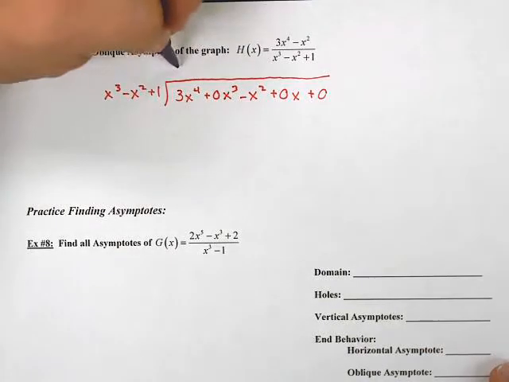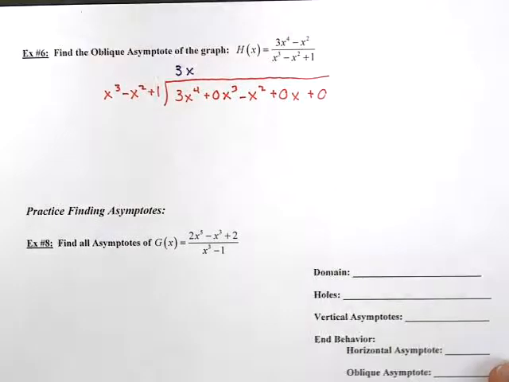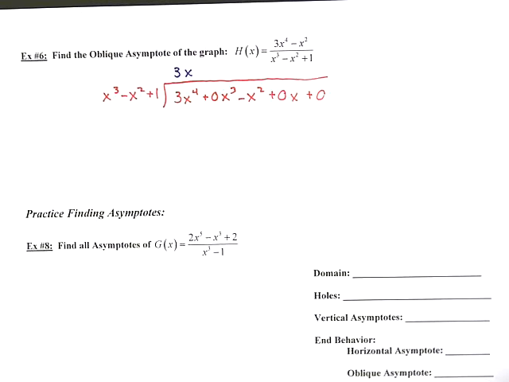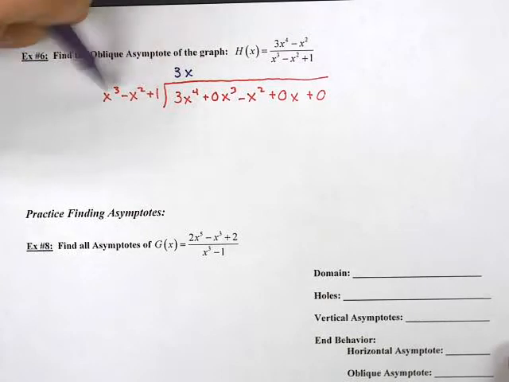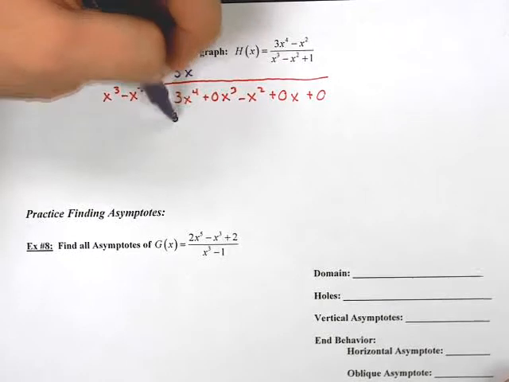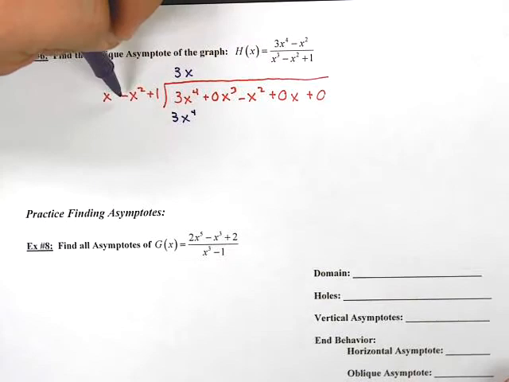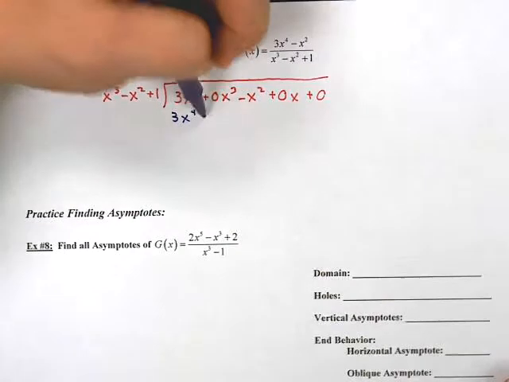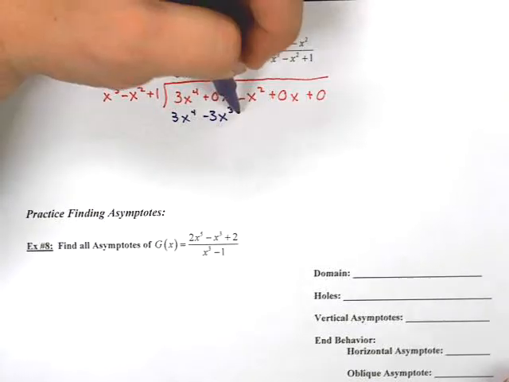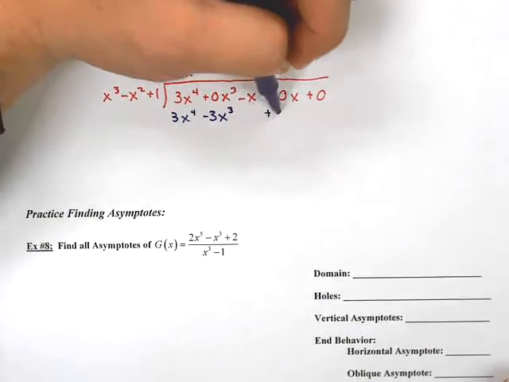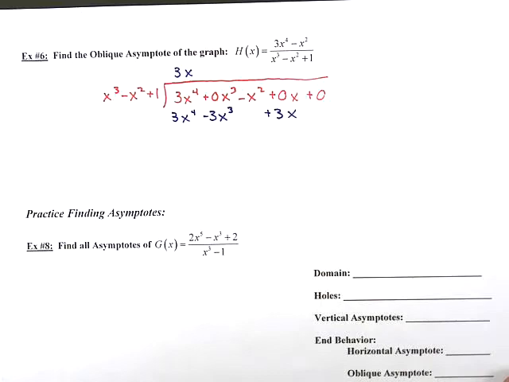And hopefully we agree the answer is 3x. Alright. If I distribute 3x to all three terms of my divisor, I would get 3x to the fourth, negative 3x cubed, and I missed this, plus 3x. I almost wrote that in the wrong spot.